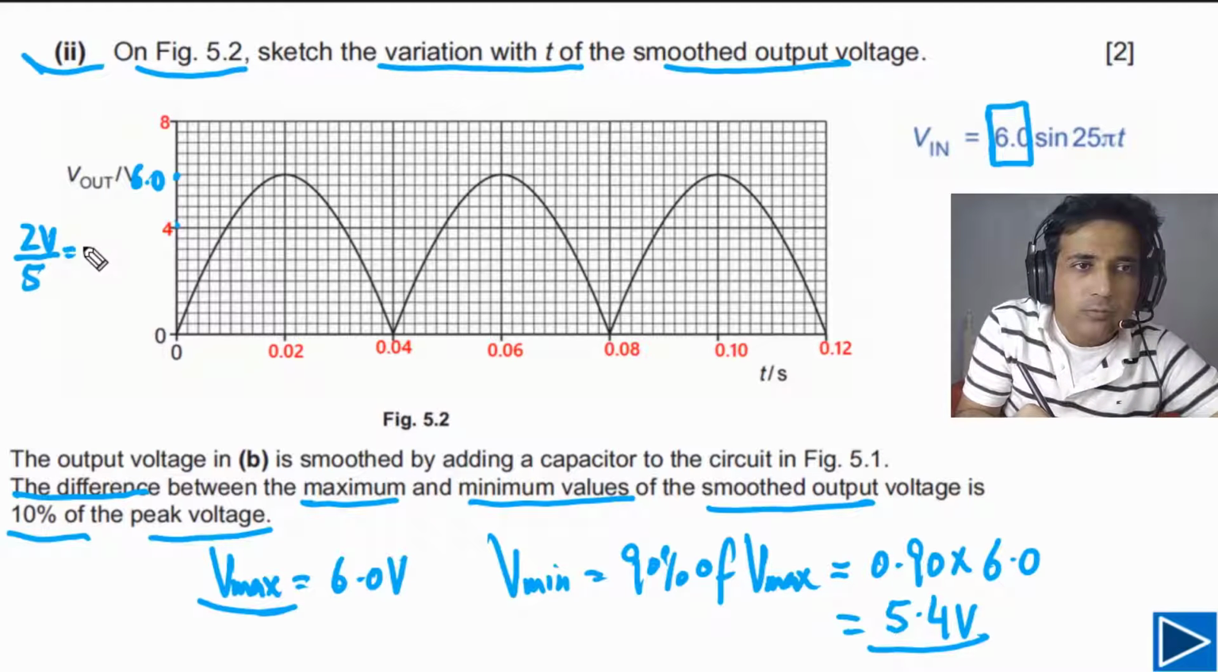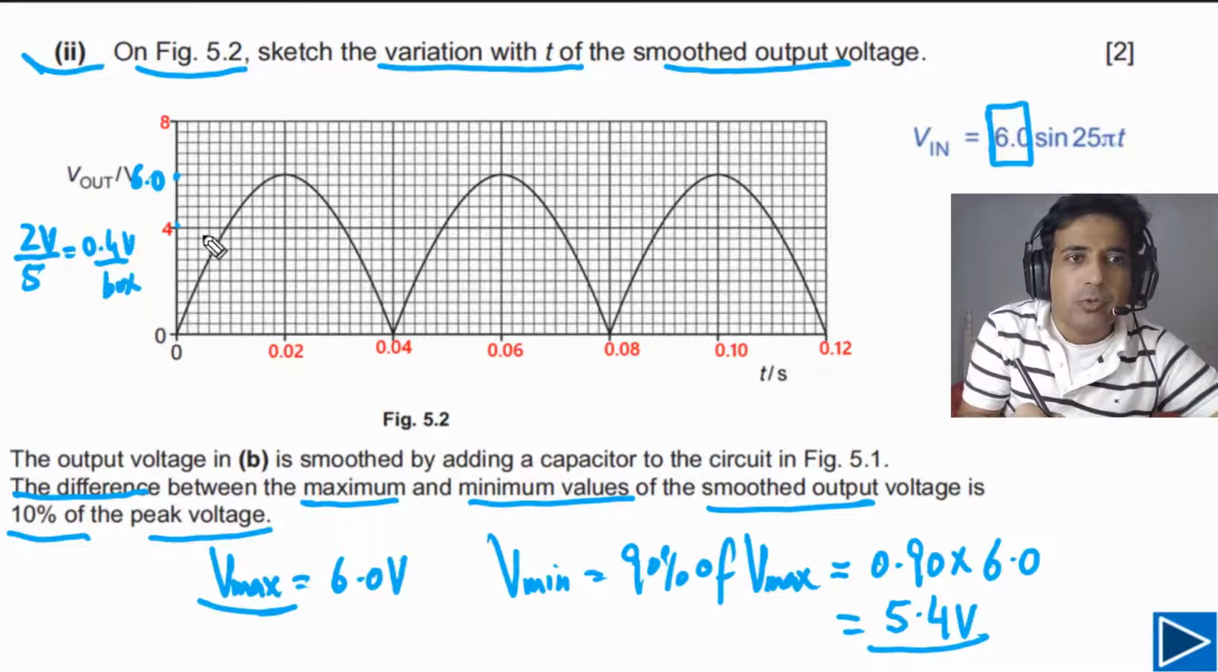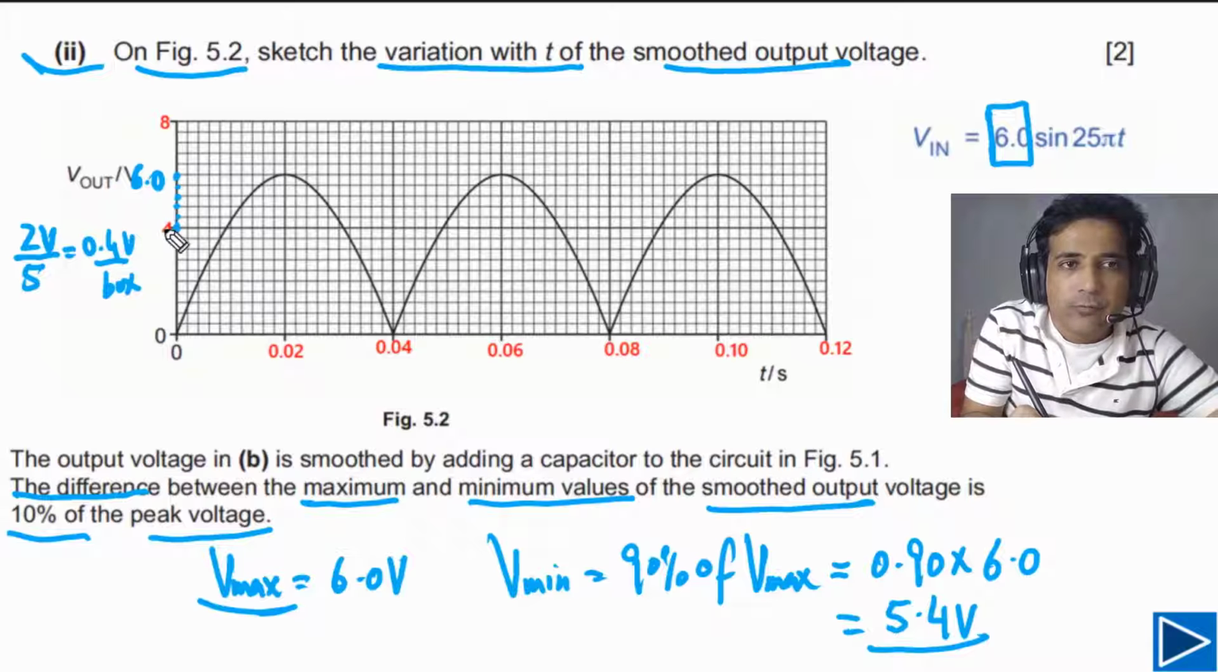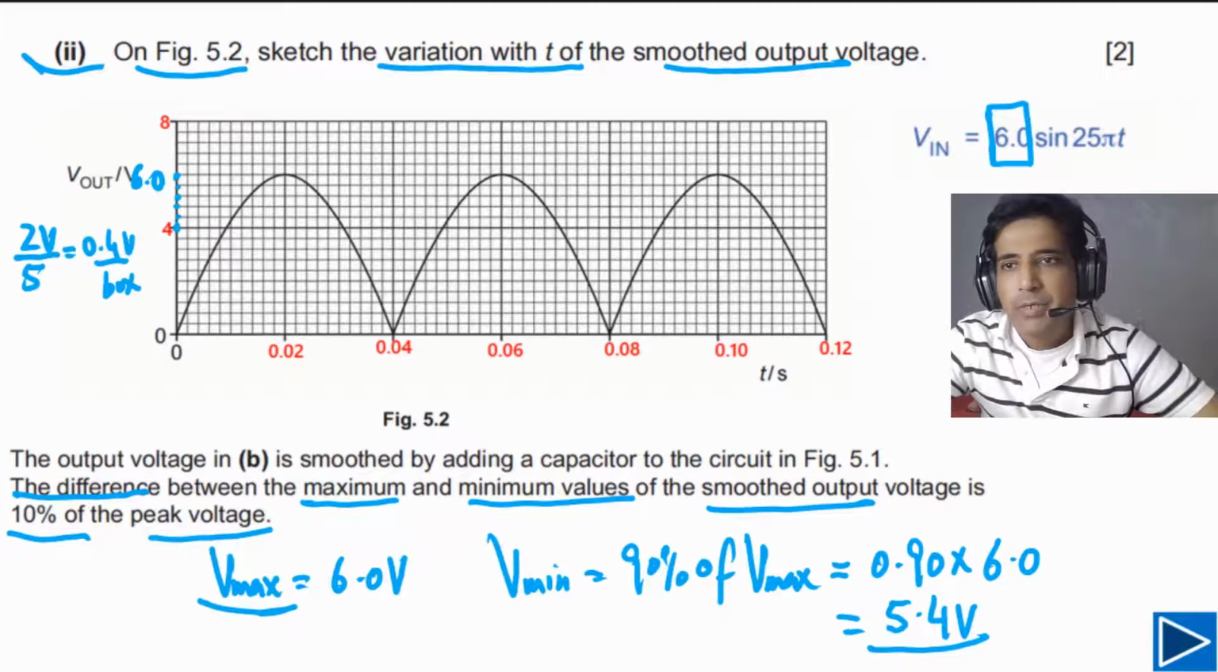So in this case we will get 0.4 volts per small box. So it simply means that this is 4, so here we will have 4.4, here 4.8, here 5.2, and here 5.6. So the 5.4 is between 5.6 and 5.2. Simply we can draw a line.